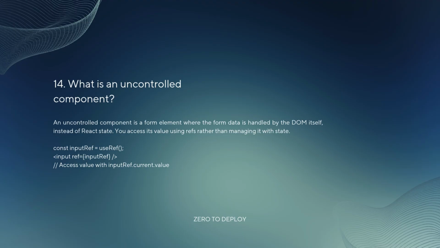What is an uncontrolled component? An uncontrolled component is a form element where the form data is handled by the DOM itself. Instead of React state, you access its values using refs rather than managing it with state.